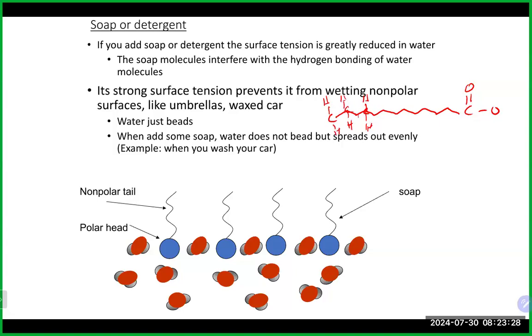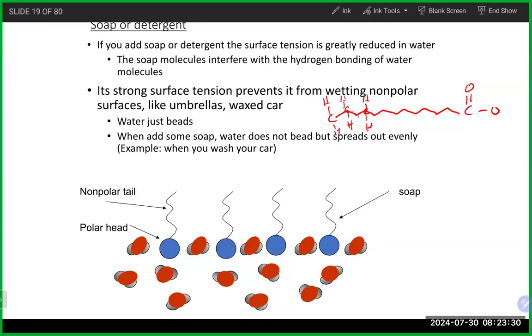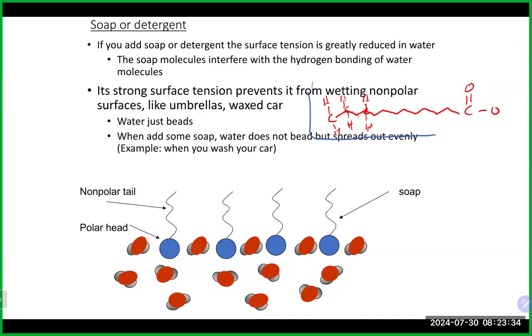And there's really two parts of soap. The two parts of soap are the back end here, and this back end is what is sometimes referred to as the nonpolar tail of soap. That's because it's basically all carbons and hydrogens, a really long chain of carbons and hydrogens. Up here, this is actually what is sometimes referred to as the polar head of soap.